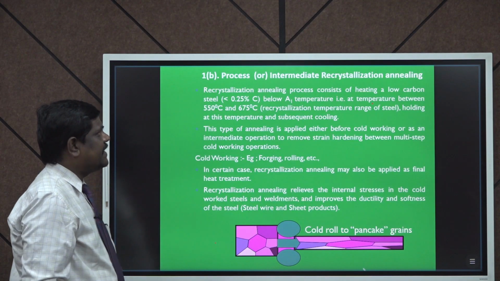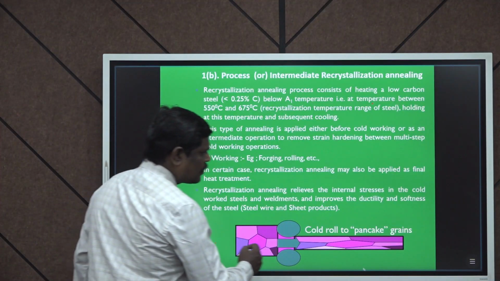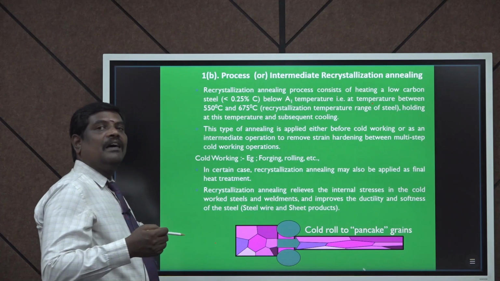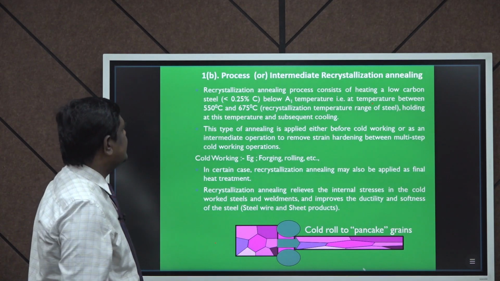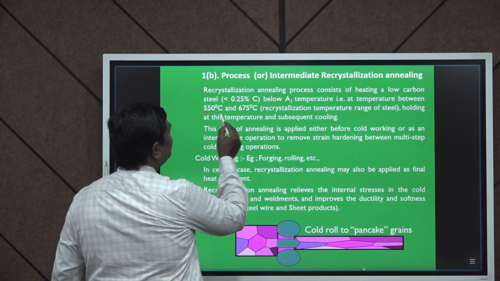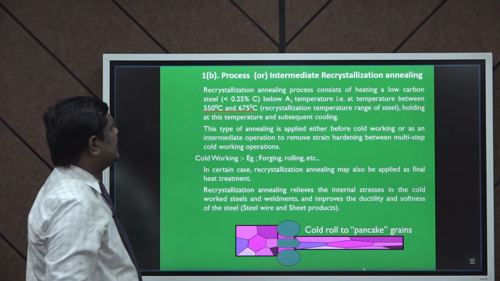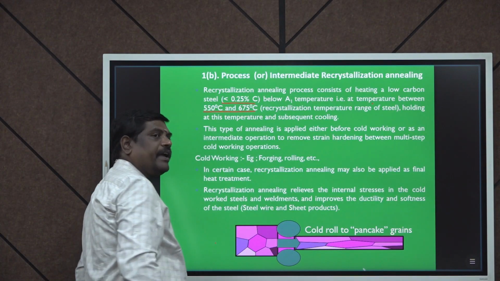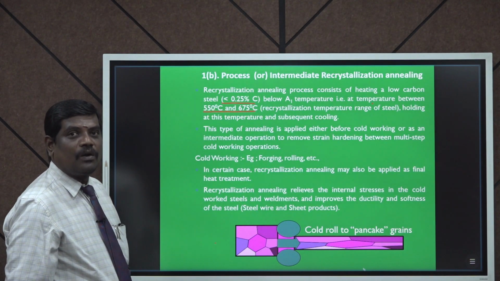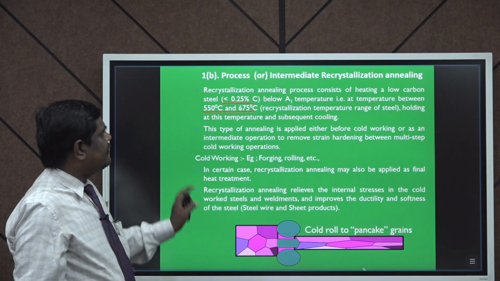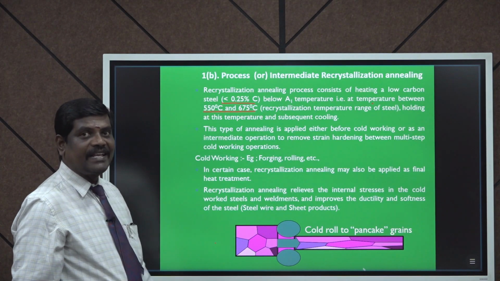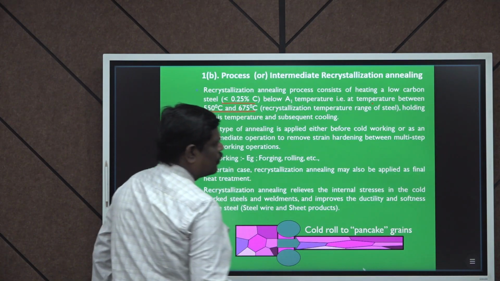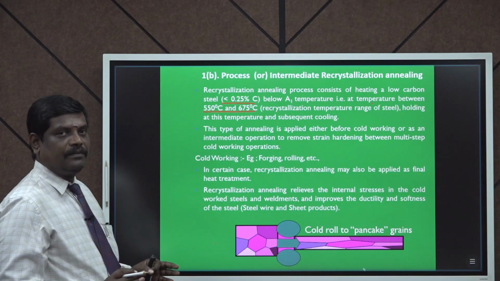And this is the process annealing or recrystallization annealing. During the cold working process, the structure is disturbed. So, we need to go for recrystallization. Recrystallization generally happens between 550 degrees centigrade and 675 degrees centigrade, and for carbon content less than 0.25. So, we can do it for low carbon steel. For low carbon steel, we can go for this process of recrystallization annealing, where the crystalline structure after the cold working process can be refined.